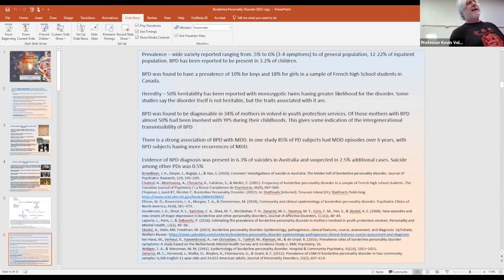However, if you look at the inpatient population, people who show up at hospitals or clinics, now the number jumps up anywhere from 12 to 22%. And this tells you something about borderline personality disorder. These are people very likely to show up in clinics, very likely to show up in the hospital. Suicide attempts, having a freak out, all sorts of things. What they're not likely to show up in the hospital for, very interestingly enough, is psychotic breaks.